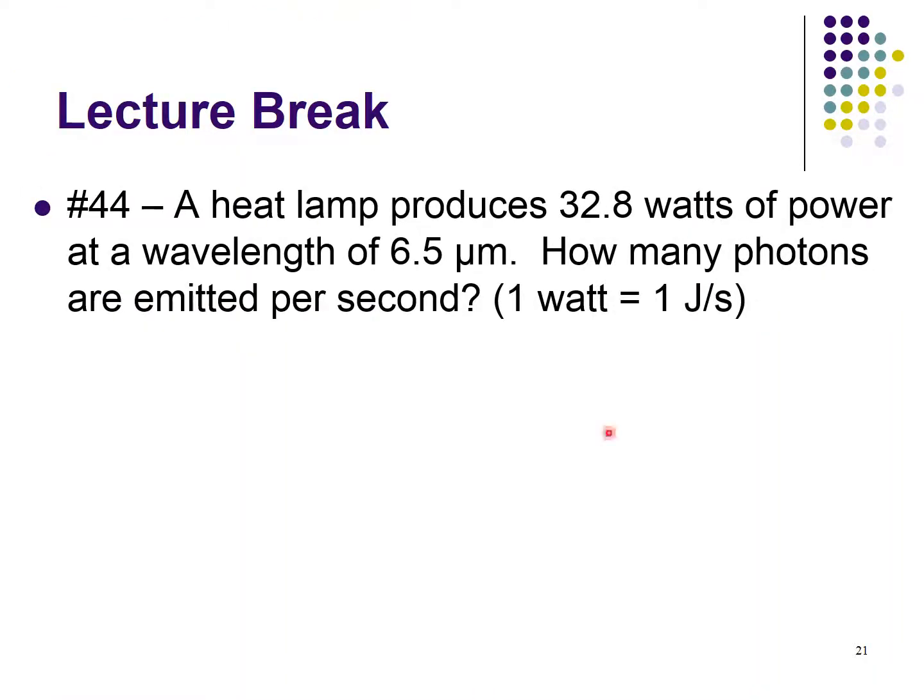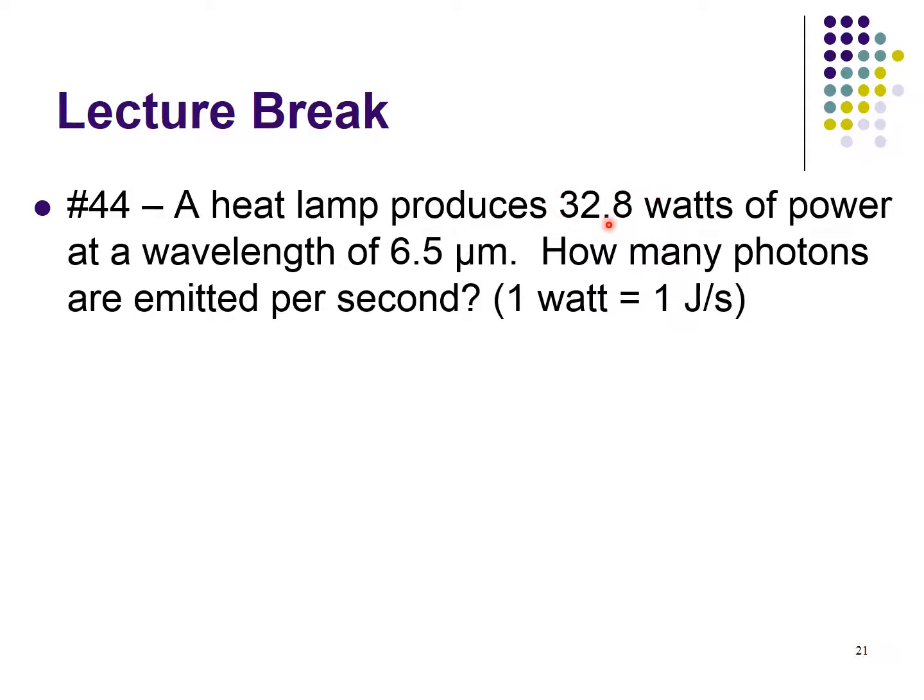Last question. A heat lamp produces 32.8 watts of power at a wavelength of 6.5 micrometers. How many photons are emitted per second? And then it tells us that 1 watt is equal to 1 joule per second. So there's really two pieces of information here. This is the wavelength of the individual light waves that are coming off of the lamp. And this is the lamp as a whole, how much power it's producing. So these are all of the wavelengths put together.